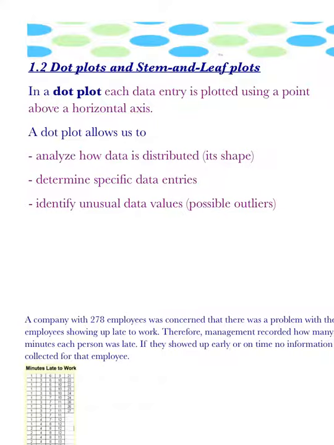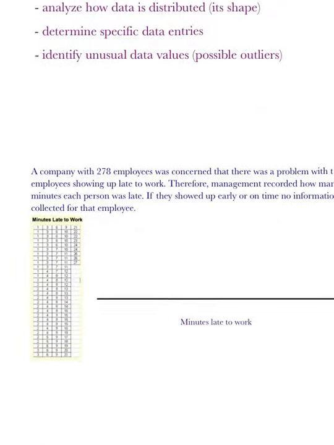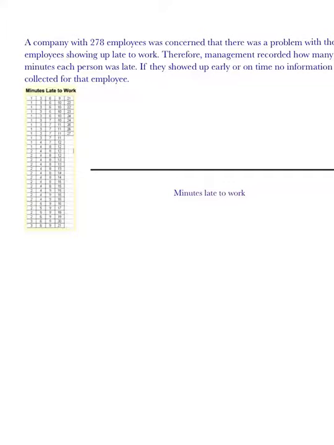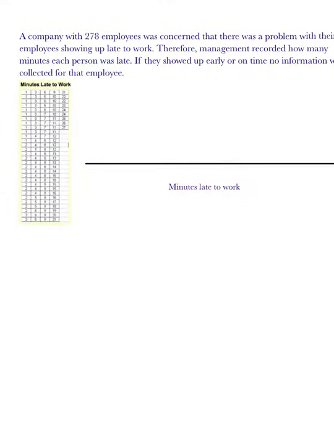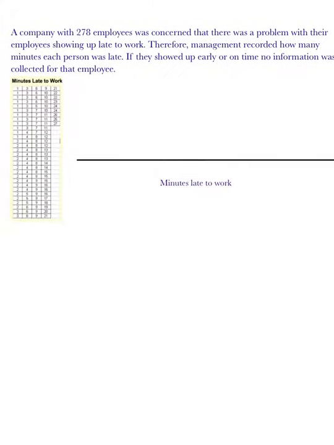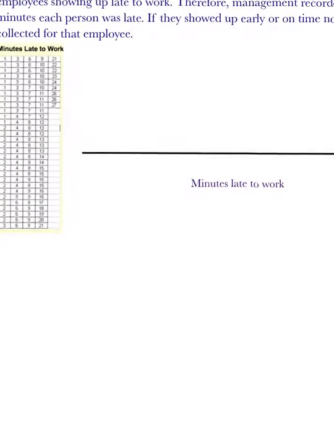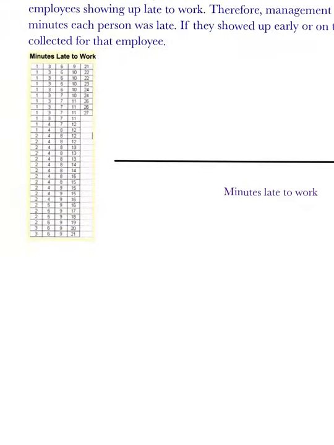It also helps us determine specific data entries, and it shows us possible outliers because unusual data is going to stand out and we're going to be able to see it. So in this first set of data, it's a company with 278 employees, and they were concerned that there was a problem with their employees showing up late to work. So management recorded how many minutes each person was late. If they showed up early or on time, no information was collected for that employee. So we only see the employees that are late to work.